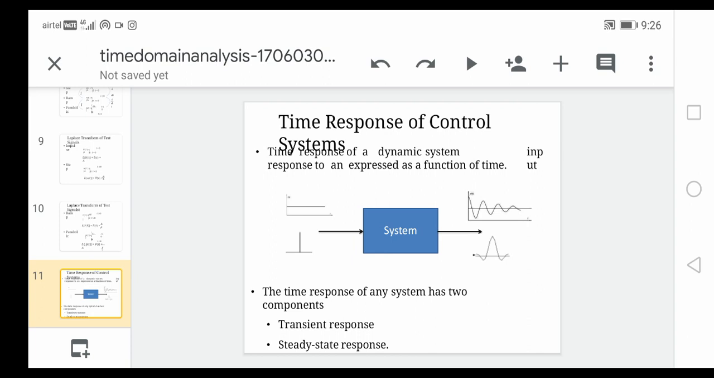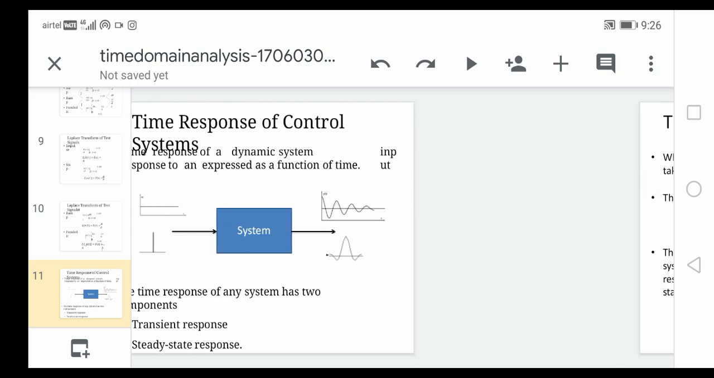To reduce the transient behavior of the system, we have to know the characteristics of that particular transient response. The time response, the output of any system, has two components. First one is the transient response, and second one is the steady state response.